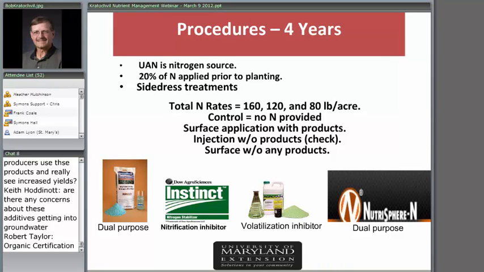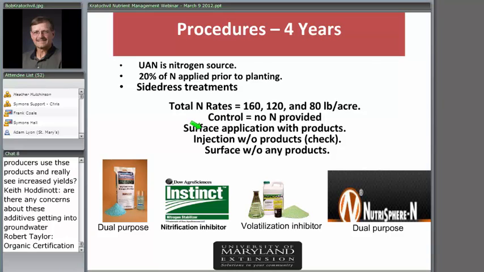The way we've accomplished this work is, and I'll walk through this procedure slide here, we've used UAN as our nitrogen source. We have put out 20% of our nitrogen treatments prior to planting. The remainder of our nitrogen then went out as sidedress treatments, and it's at those sidedress treatments that we included our products. We had 3 rates of nitrogen, 160, 120, and 80. We included a control, which means we had no nitrogen whatsoever, including no nitrogen prior to planting our plots.